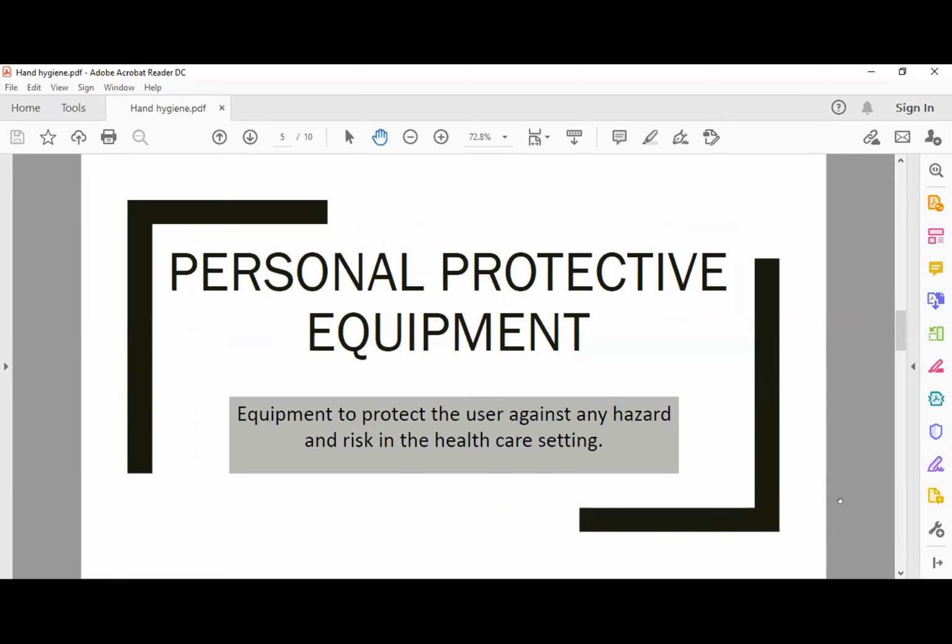is personal protective equipment or PPE. It is equipment to protect the user against any hazard and risk in the healthcare setting. And there are many types of PPE. So next.